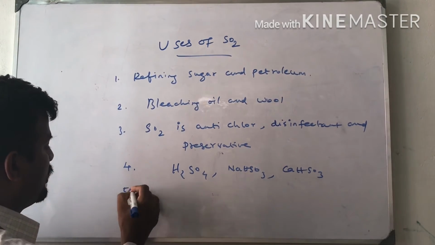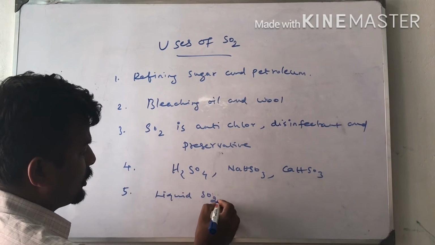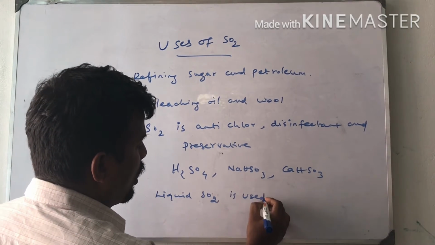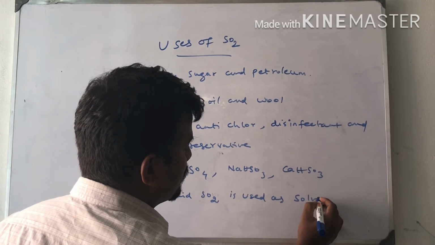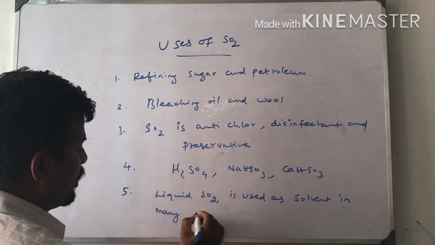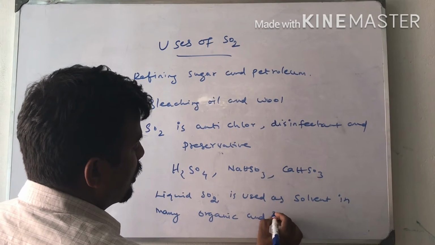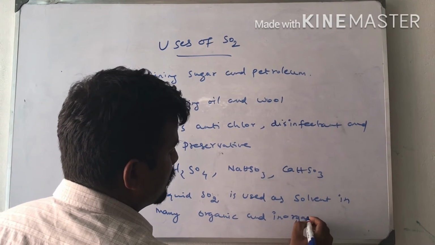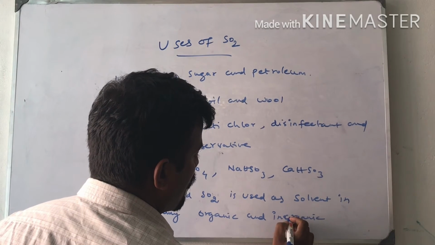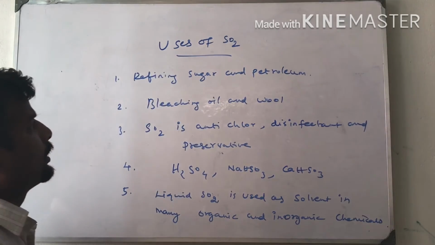Next, the fifth point, liquid sulfur dioxide is used as a solvent in many organic and inorganic chemicals. This is the use of sulfur dioxide.